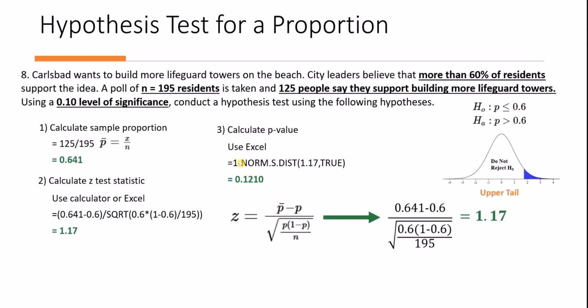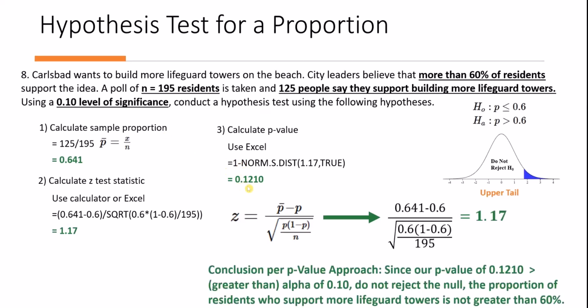So what is our decision using the p-value approach? Since the p-value of 0.1210 is greater than our alpha, we do not reject the null. And so we will conclude that the proportion of residents who support more lifeguard towers is not greater than 60%. So we're not rejecting this null hypothesis.